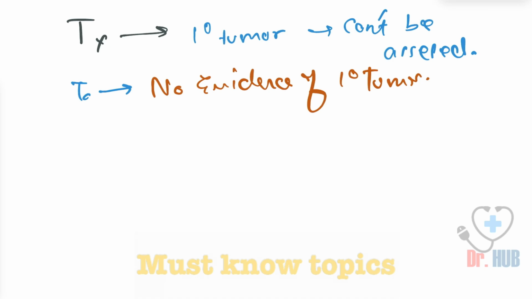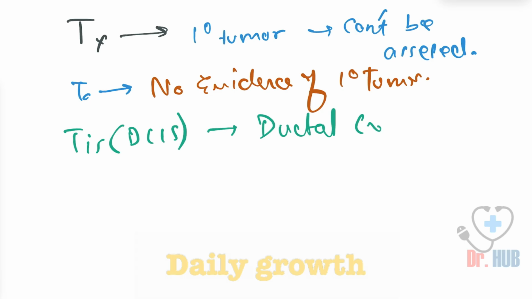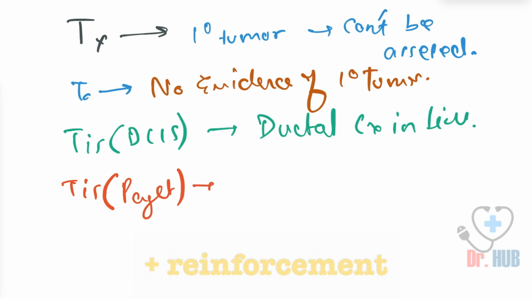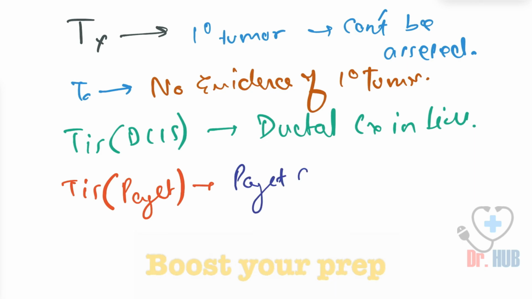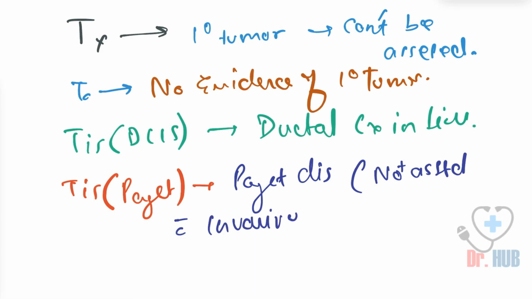Next, when we look at the TIS or DCIS, this is nothing but the ductal carcinoma in situ. Then when we look at TIS Paget, this is Paget's disease. This disease is not associated with invasive carcinoma or DCIS.